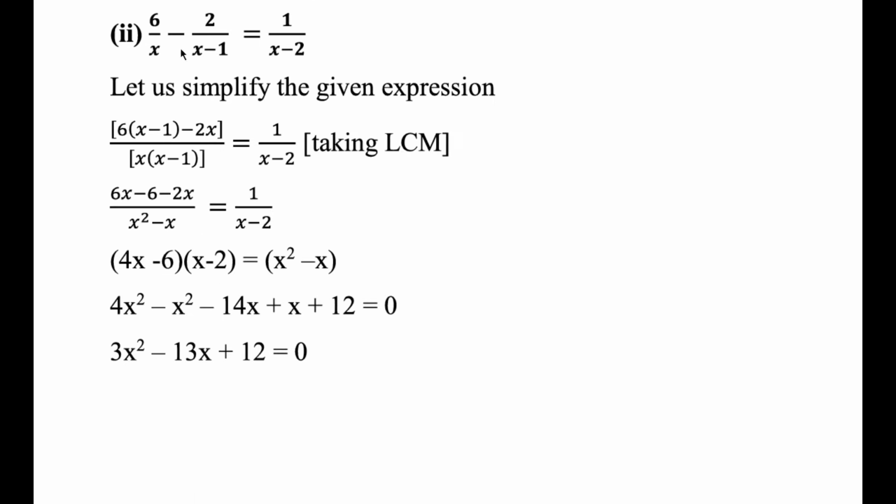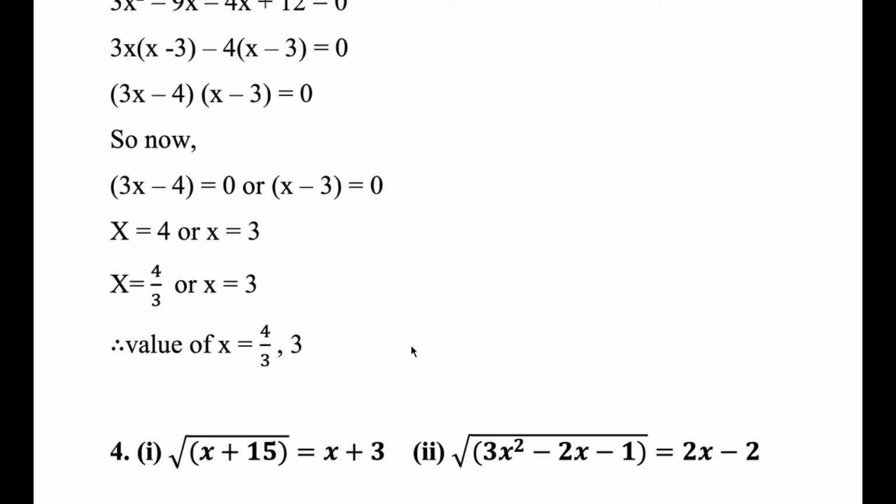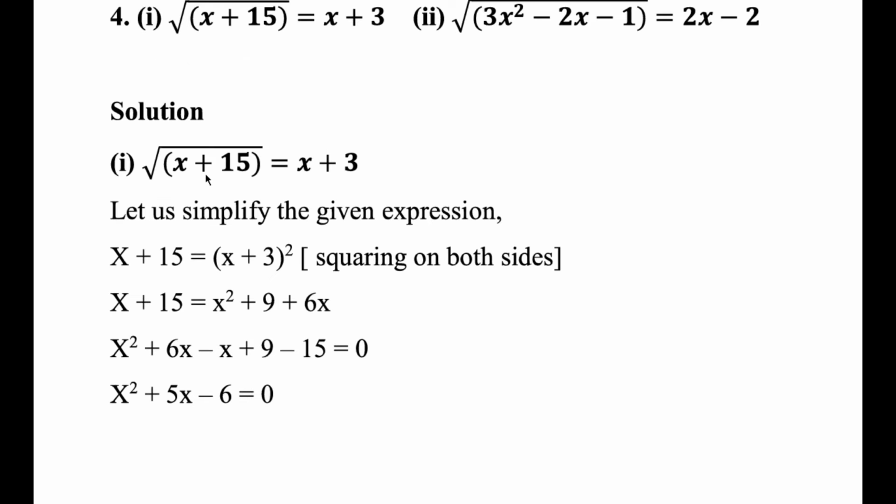6 divided by x minus 2 divided by x minus 1 is equal to 1 divided by x minus 2. First do the LCM, after that cross multiplication, after that middle term factorization method, you will get the values of x will be either 4 by 3 or 3. Come to the next problem.